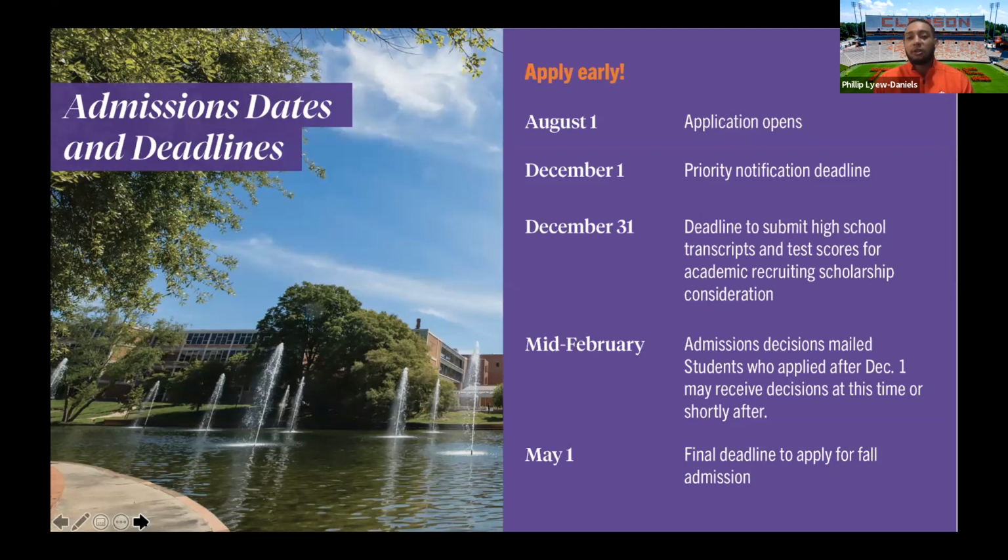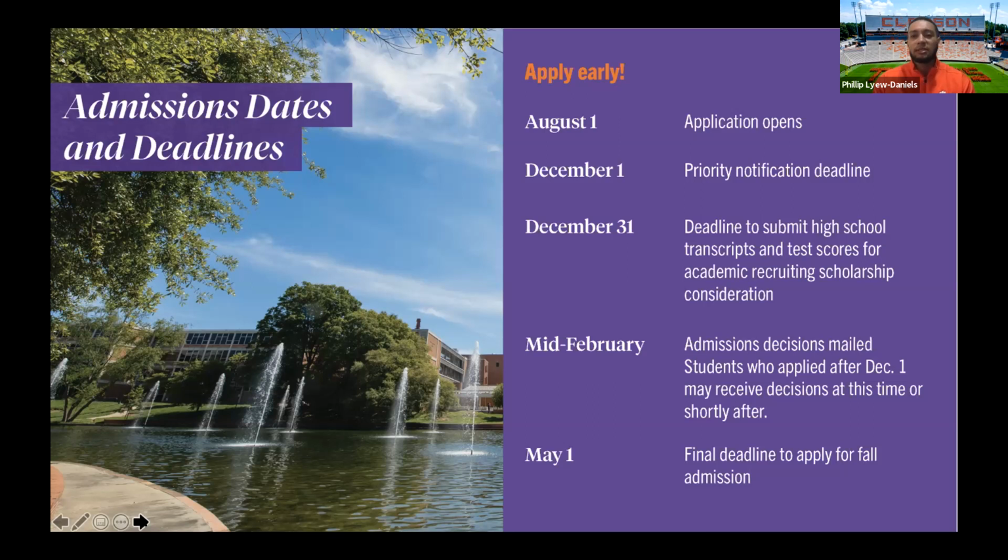By December 1st, we need what I call all of your supporting documentation. So your high school transcript, test scores if you want to send them in. Again, we're test optional for this year. Moving forward, we will not be test optional anymore, so test scores will be required by December 31st. But for this admission season that we're currently in, by December 31st, we need transcript, test scores, and then also any letters of recommendation, resumes, personal statements, essays, any of those that you want to turn in.